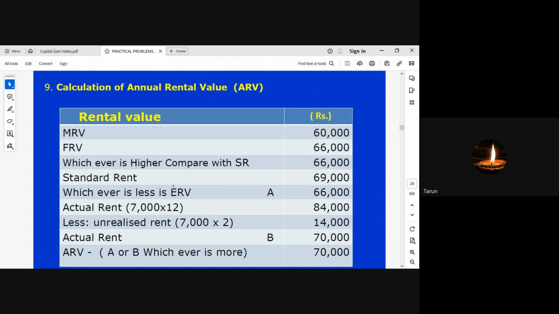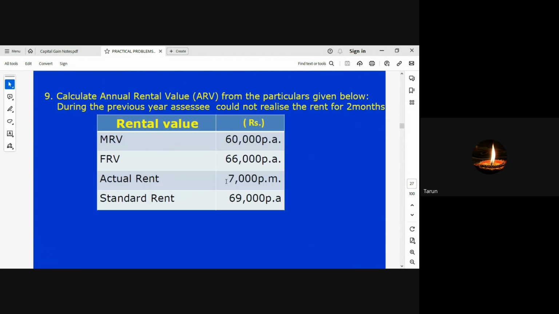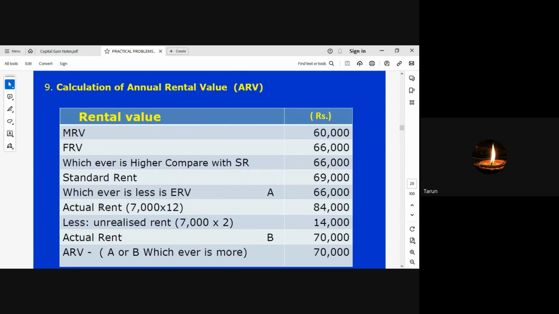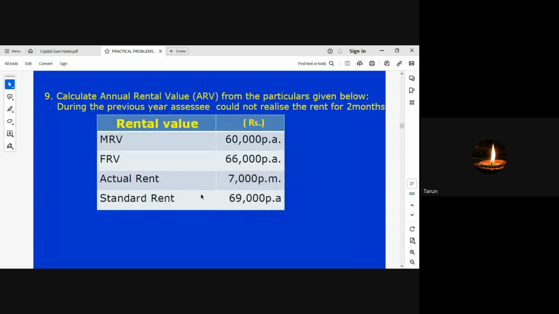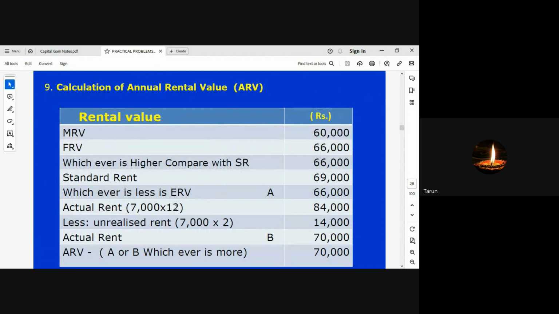Then again we have to compare the expected rental value with the actual rent. So now we need to calculate the actual rent. The actual rent is 7,000 per month, but we need the value on an annual basis. So you multiply the actual rent 7,000 into 12 months to convert it to an annual basis. 7,000 into 12 comes to 84,000 rupees.